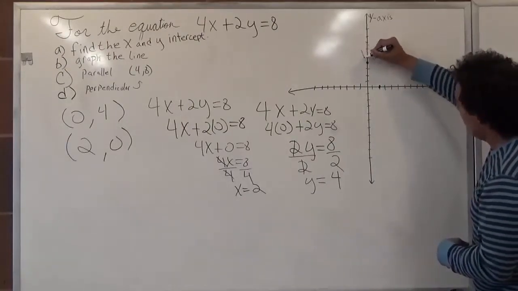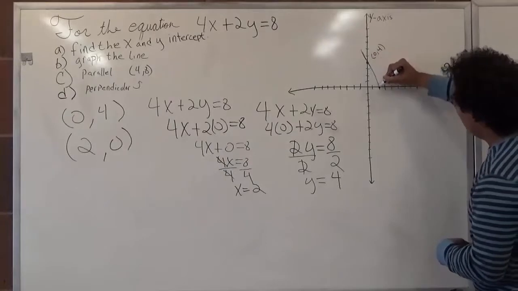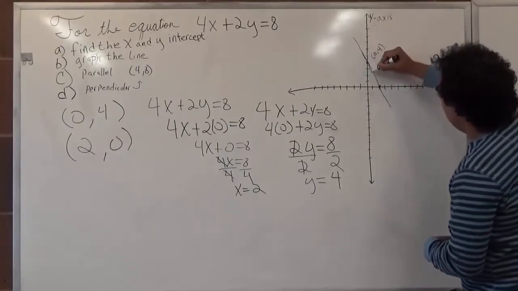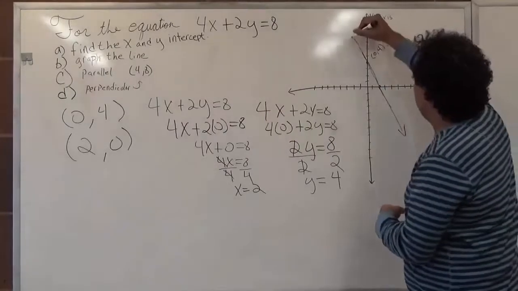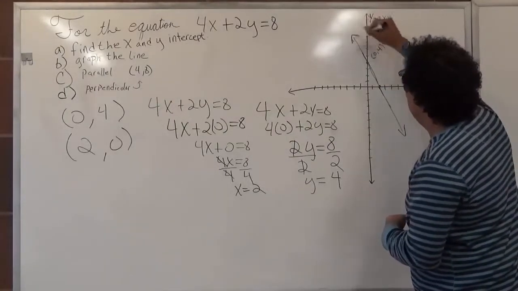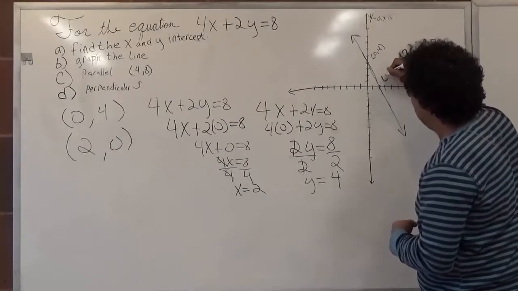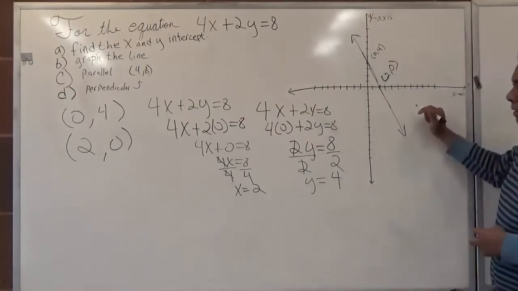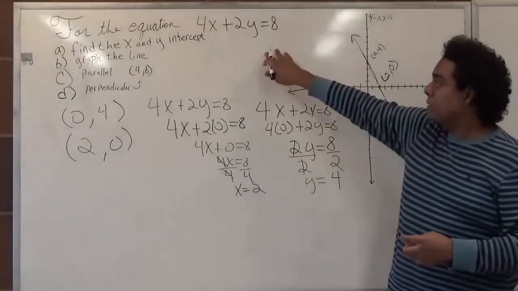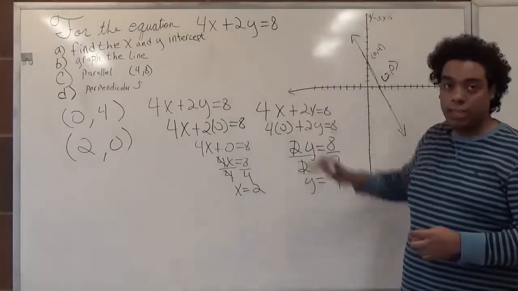And then the line would just be connecting the 2 points in a straight line. And it goes on forever on both sides. And this is 2, comma 0. So this would be the line for 4x plus 2y is equal to 8.